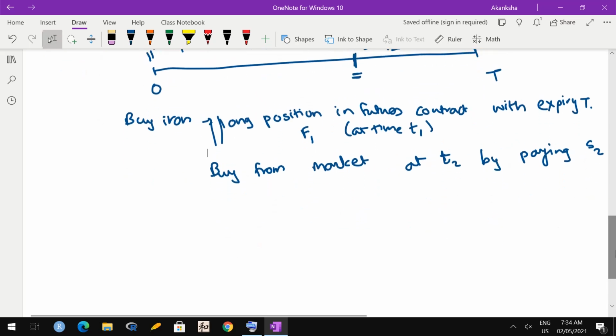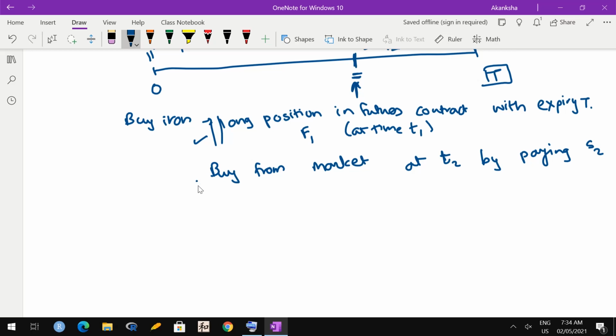This market transaction has happened irrespective of my futures position. Now I need to do something with my futures position because whatever money I had for buying that iron, I have already used it at this time point. In fact, I might have used extra or less. So at capital T, now I don't have enough money to honor my futures contract. Secondly, I don't even need the iron now. So if at capital T I get the iron, then I don't know what to do with it.